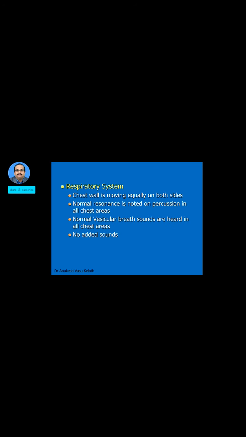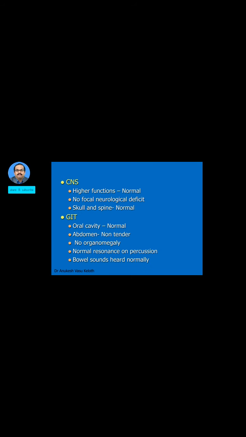For the respiratory system, you can look for the chest wall movement on both sides and comment that it's equal. Then you can percuss on both sides of the chest, that is all 9 areas, and you can say that the resonance is normal. Then you can auscultate and hear for the normal vesicular breath sounds, and again rule out added sounds. For the CNS, you can assess the higher functions by looking at the speech and memory, and you can look for any focal neurological deficit, whether there is any weakness of any part of the limb. You can examine the skull and spine.